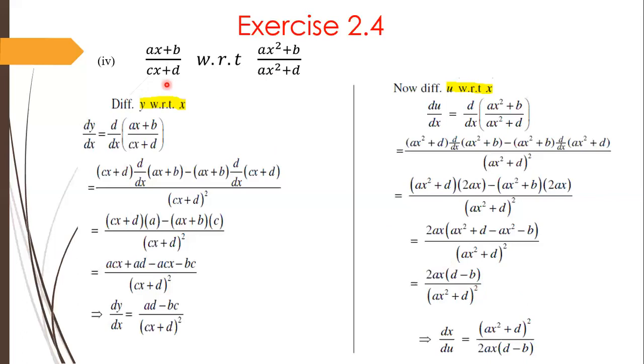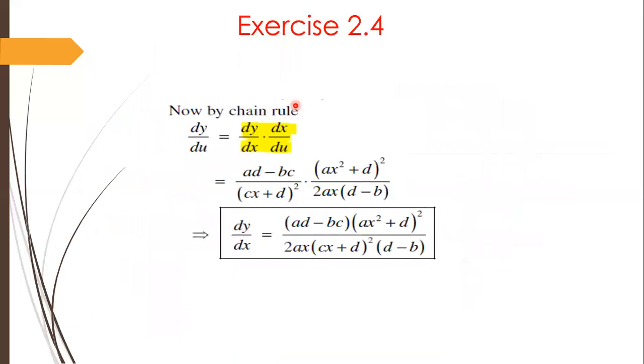Now, dy by du will become dy by dx into dx by du. Replace the value of dy by dx, that is ad minus bc over cx plus d whole square, into dx by du, replace the value of dx by du, that is ax square plus d whole square over 2ax into d minus b. No terms cancel, no simplification, just multiply denominator with denominator and numerator with numerator. No need to simplify more. So this is your answer of question number 5, part number 4.